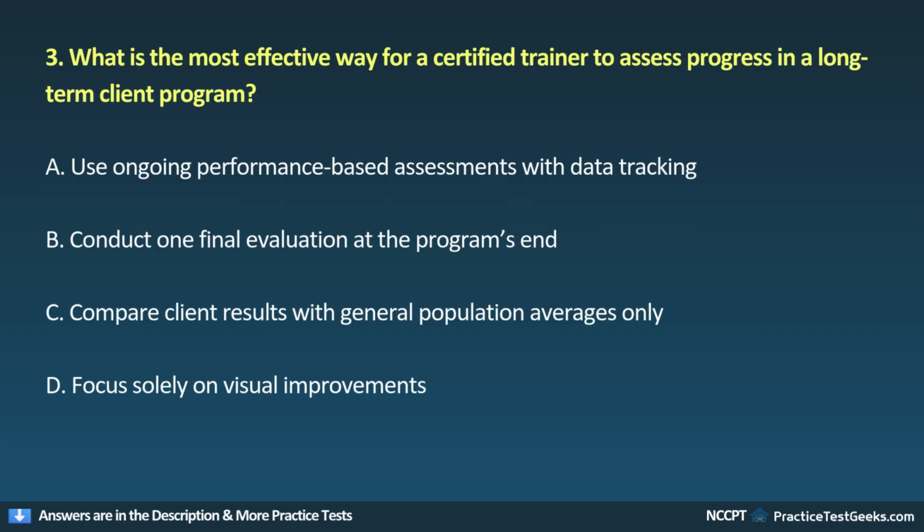3. What is the most effective way for a certified trainer to assess progress in a long-term client program? A. Use ongoing performance-based assessments with data tracking. B. Conduct one final evaluation at the program's end. C. Compare client results with general population averages only. D. Focus solely on visual improvements.